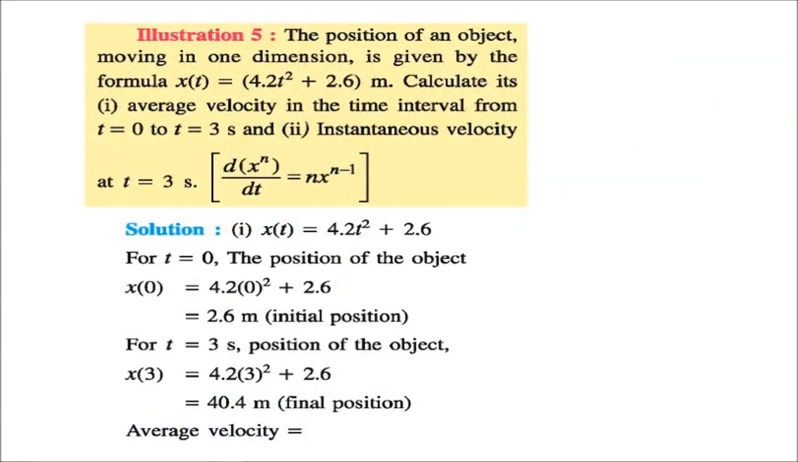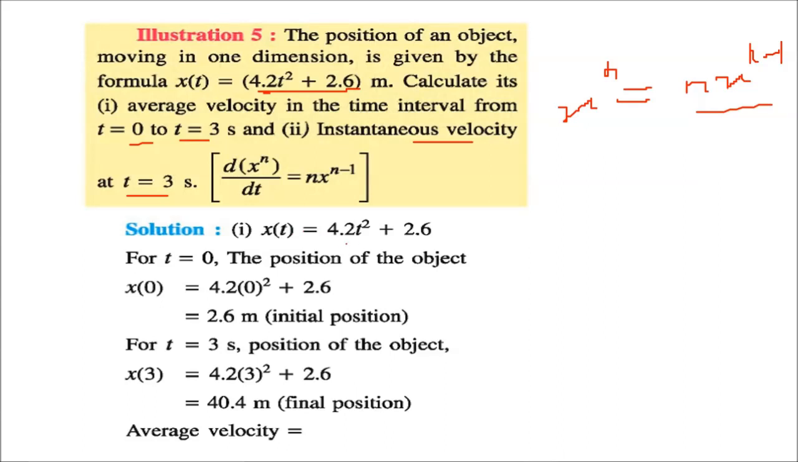Now the position of an object moving in one dimension is given by this equation: x(t) equals 4.2 t squared plus 2.6. We have to calculate its average velocity in the time interval from 0 to 3, and the instantaneous velocity at t equal to 3. We know that the differentiation of x to the power n is n x to the power n minus 1. We'll use this formula.